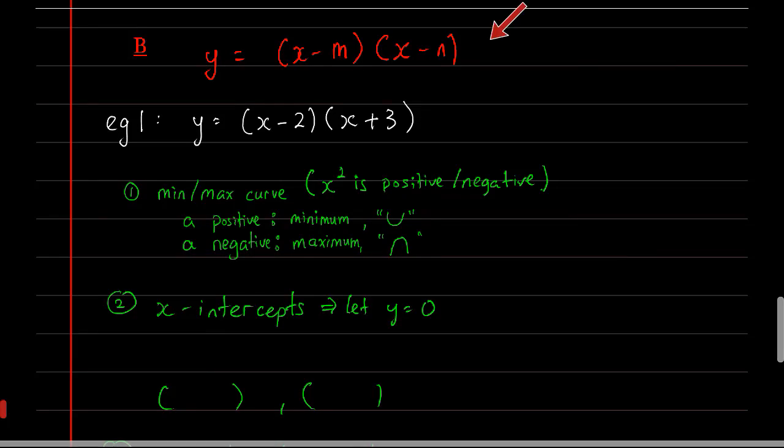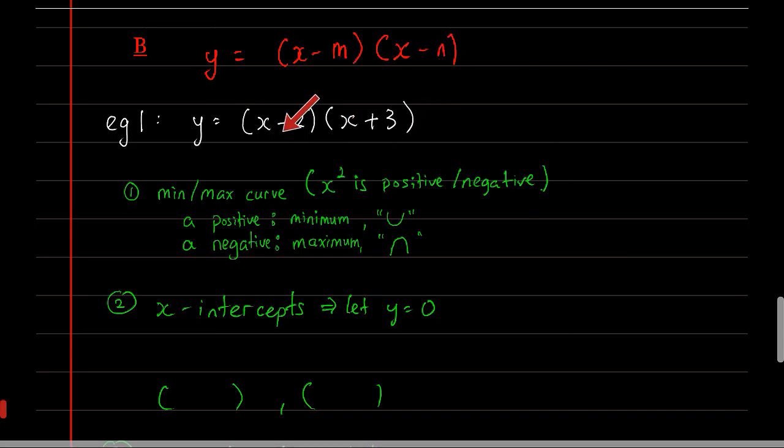Alright, now let's take a look at this type B form, which is a factorized form, by looking at this example. The steps are mainly the same, except for now we do not find the turning point first. Now let's take a look at how to do this question.